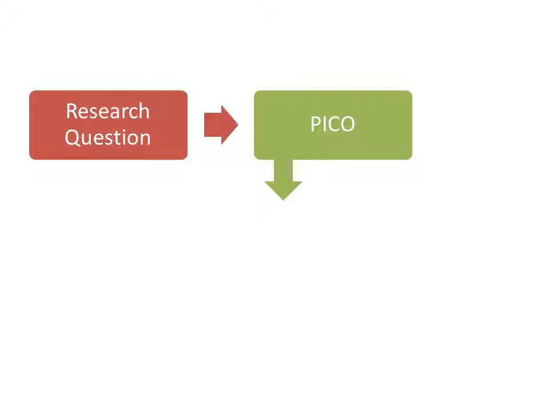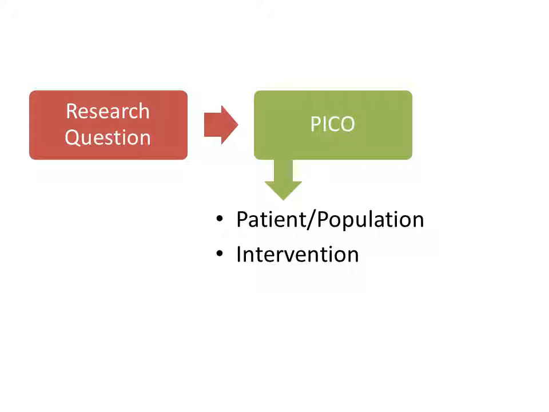PICO, where P stands for patient or population, not an individual patient, but the characteristics of a patient, such as a female adult with type 1 diabetes. I stands for intervention. C stands for comparison. You don't have to look for a comparison, but it might be that you want to compare an intervention that you do not currently offer with one that you do. And O stands for outcome. This is most likely to be an improvement that you want to see.